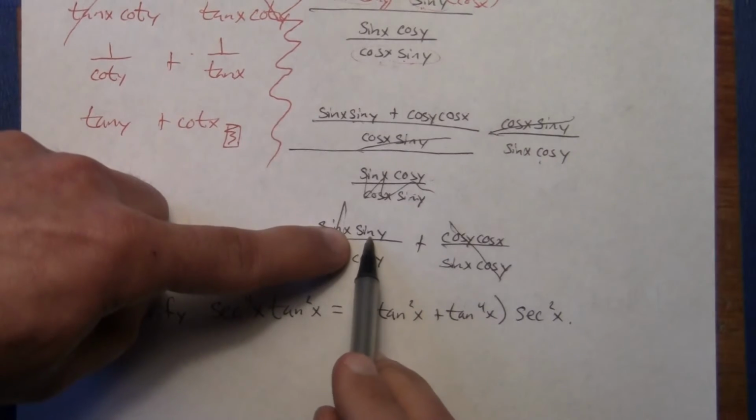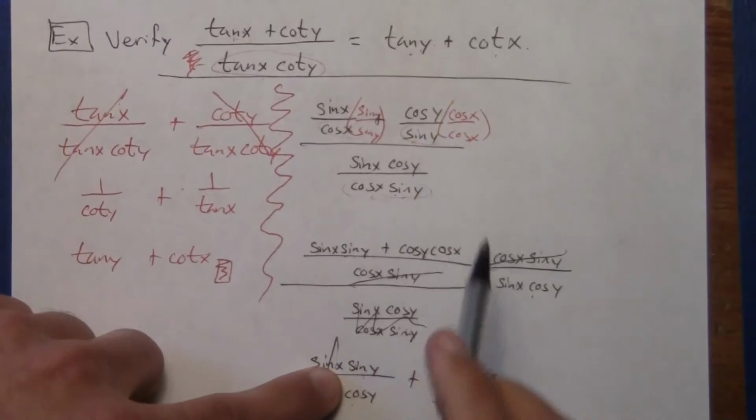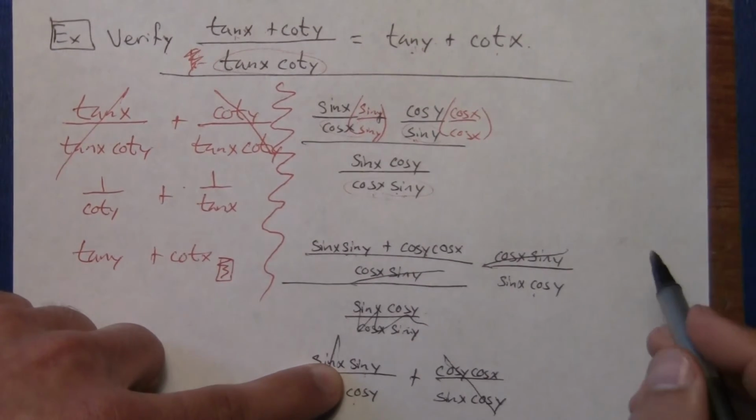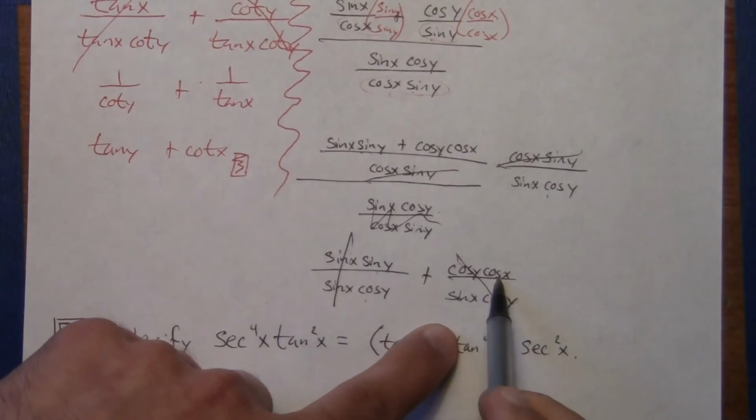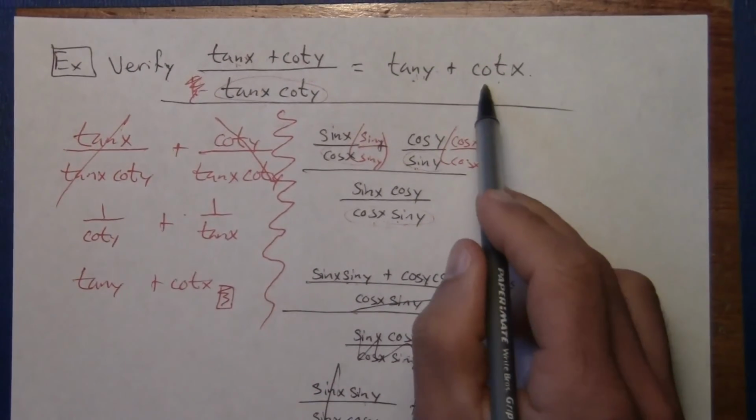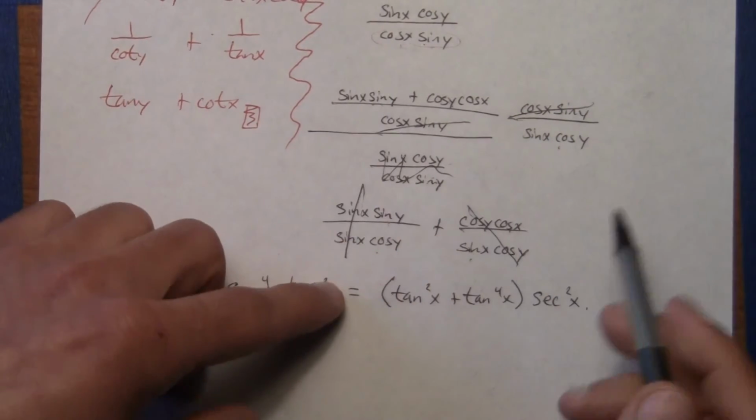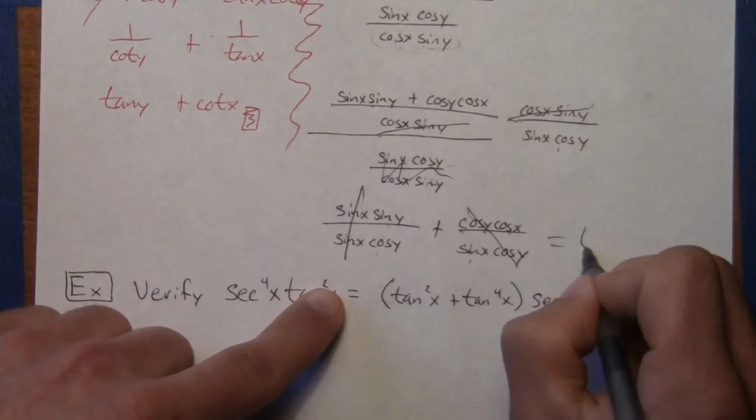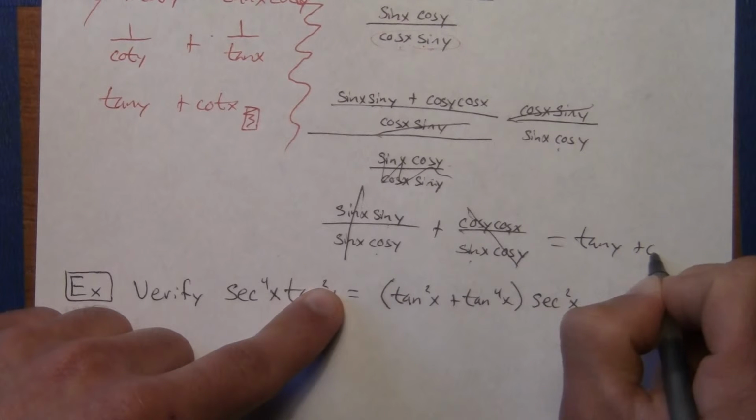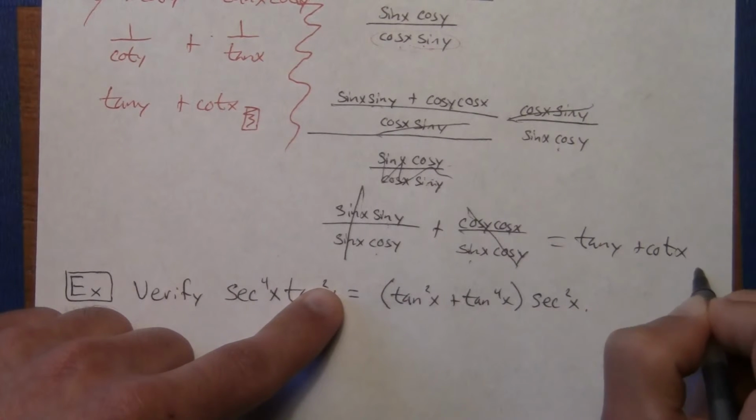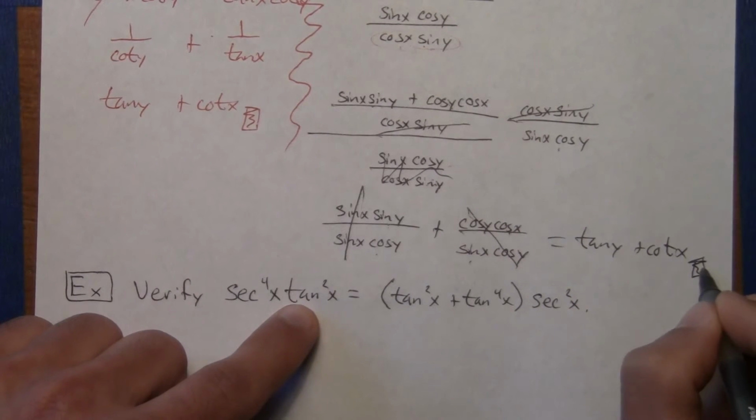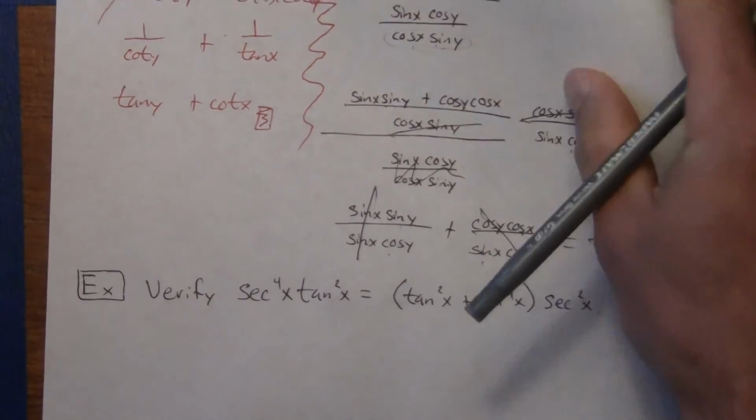And then look what you have. You have sine y over cosine y, which will change into tangent y. You have cosine x over sine x, which will change into cotangent x. And so all you need to do is show me these canceling out and then go ahead and actually write out tangent y plus cotangent x. And you're done. A little bit tricky.